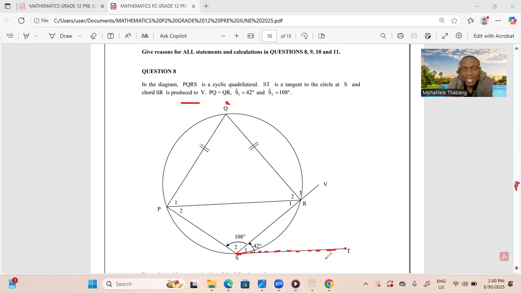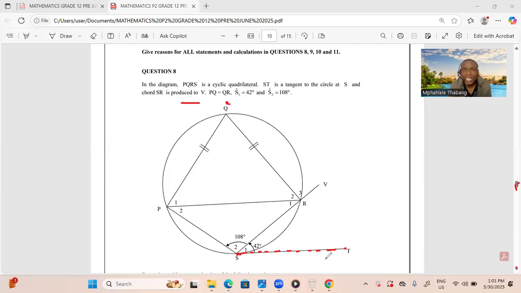Once they give you a tangent, guys, you have to look out for what we call the tan-chord theorem. The examiner loves it so much. So once they give you a tangent, what must you do? You start looking for the tan-chord theorem. You check on your diagram whether the tan-chord theorem will work when we solve the problem. So I have a tangent ST.